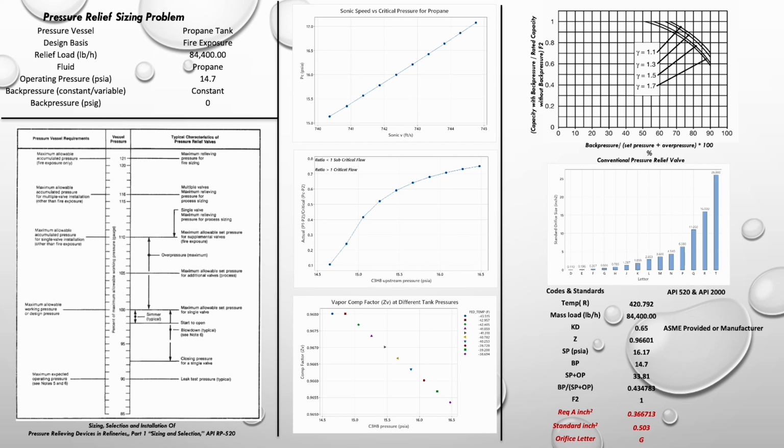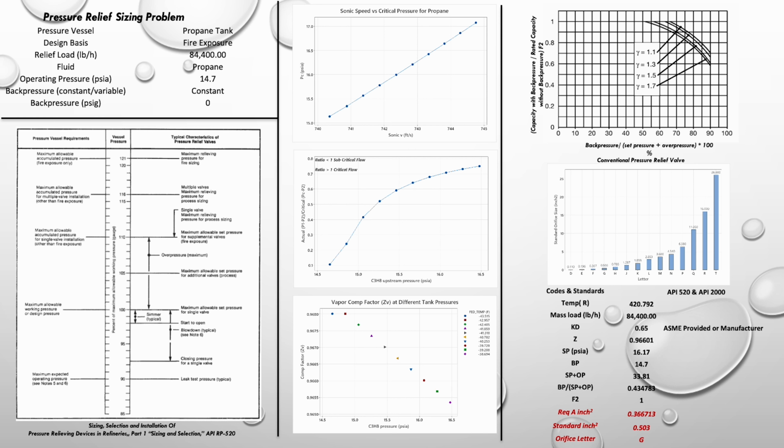So make sure that after you're done with the required area, you go to that chart that you see there, and it's pretty well established. Every letter has a given standard square inch area. So in our case, we have around 0.4. That means you are going to need to pick orifice G, which is 0.503 from the chart that you see there. So that's just a simplistic approach for our example. Another example of how a relief valve is being sized. These are the steps that you will be going through.